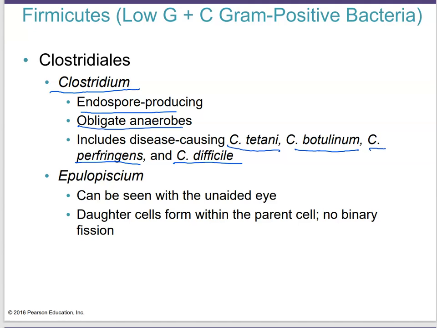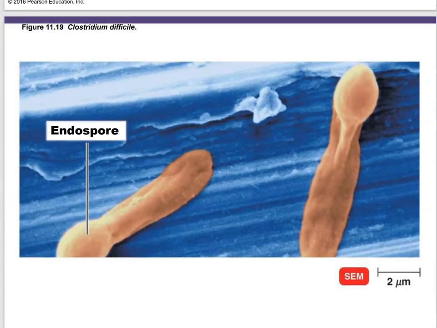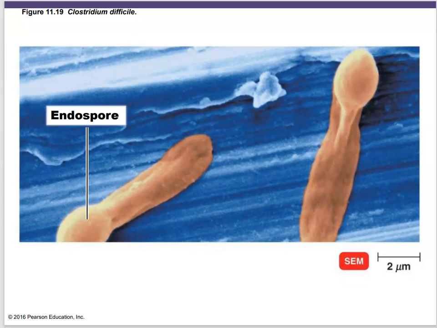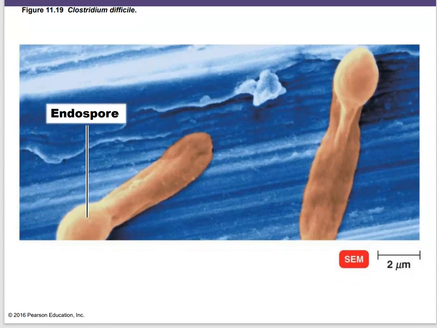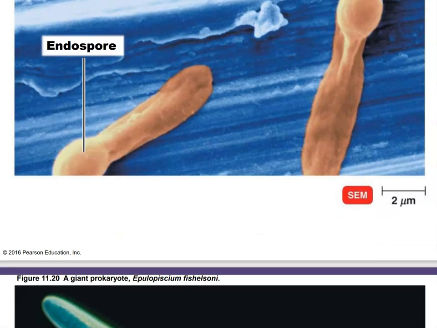Then here we have, on the more exotic side, Epulopiscium. This one is huge. It's like the biggest bacterium ever. You can see that without a microscope. And the daughter cells form within the parent cell, so they don't do binary fission, which is kind of interesting. So here we have C. diff. That is the most common cause of nosocomial or hospital-acquired diarrhea, C. diff. And here there's the endospore, so Clostridium difficile. Yeah, so here the endospore, nice and big, labeled.